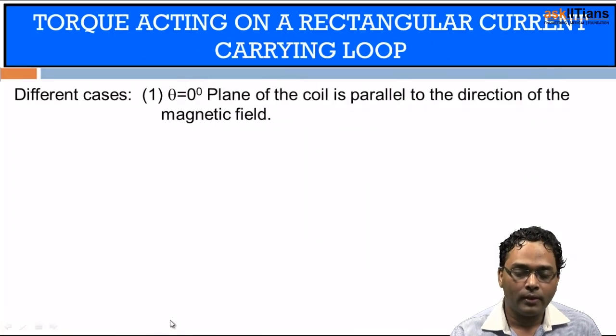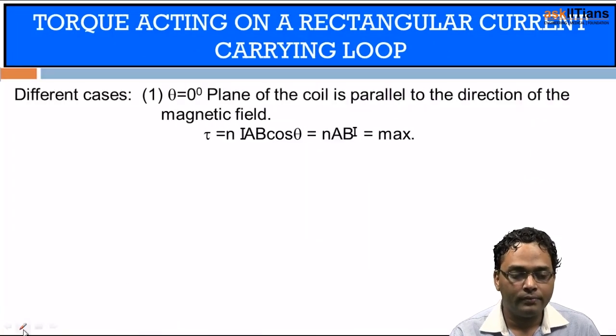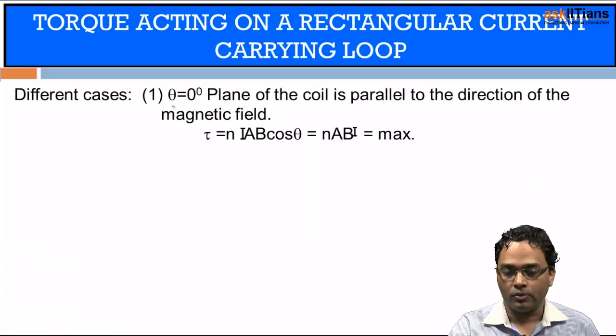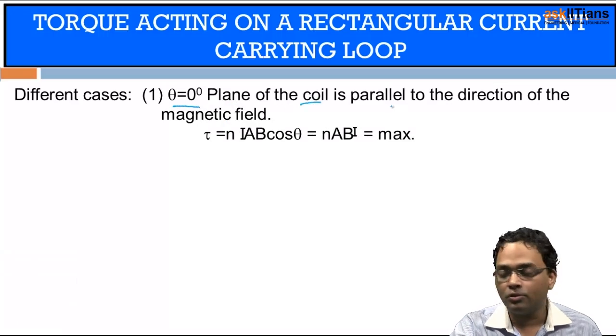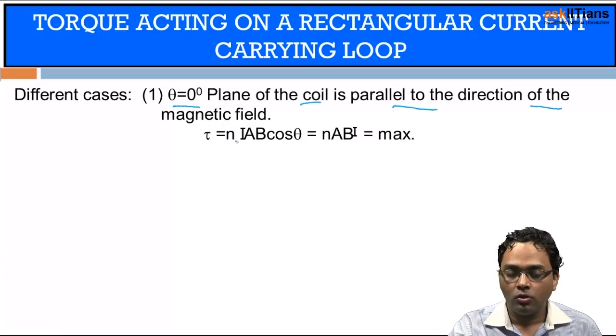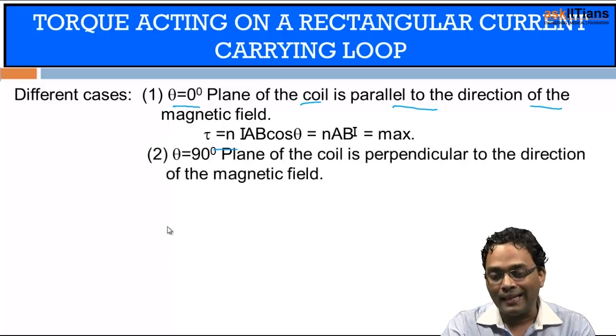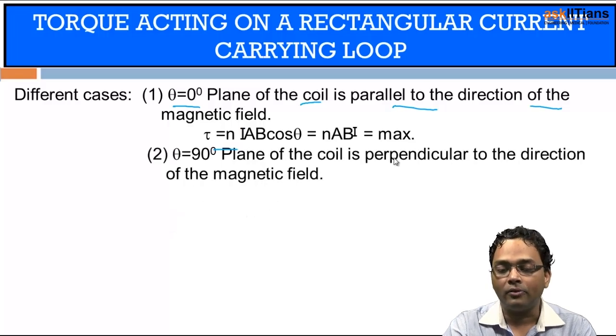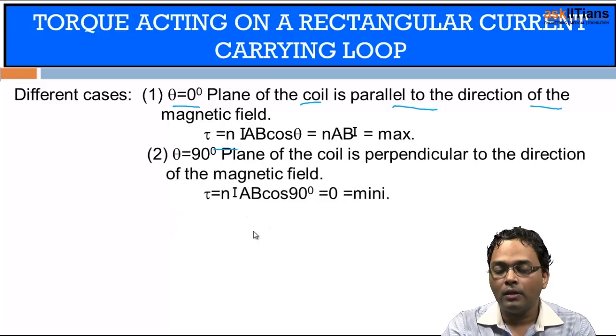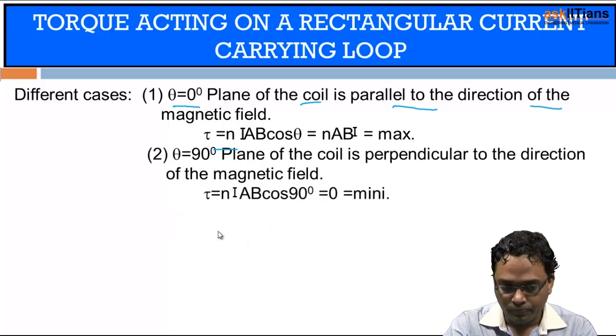Going further, if you want to understand the different cases that we have. First case, if theta is 0, that is, the plane of the coil is parallel to the direction of the magnetic field, you are going to have a maximum value of torque, which is going to be NIAB. Similarly, if theta is 90 degrees, the plane of the coil is perpendicular to the direction of the magnetic field, and therefore the torque is going to be 0.